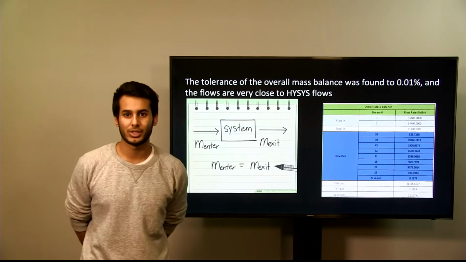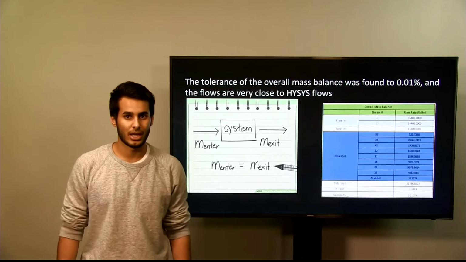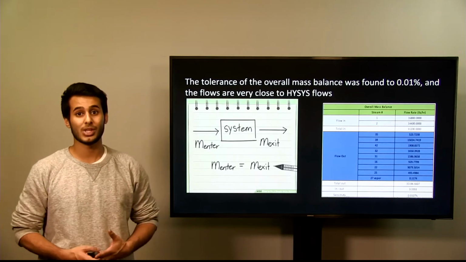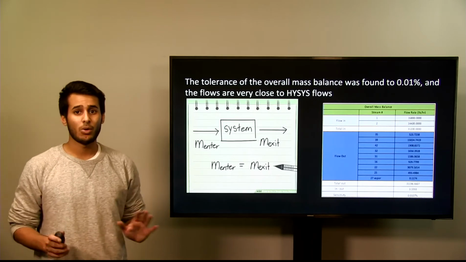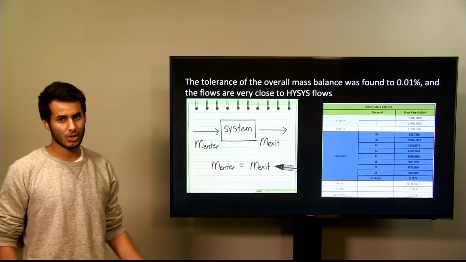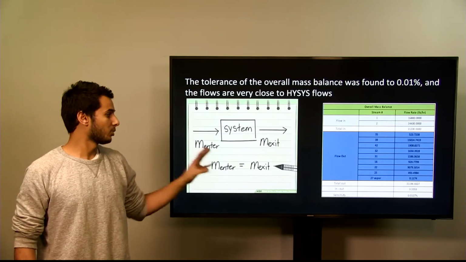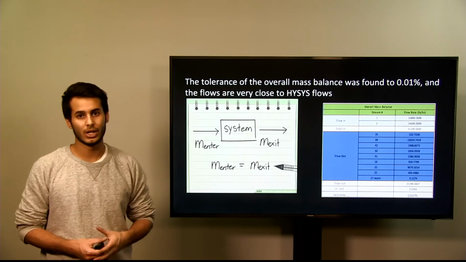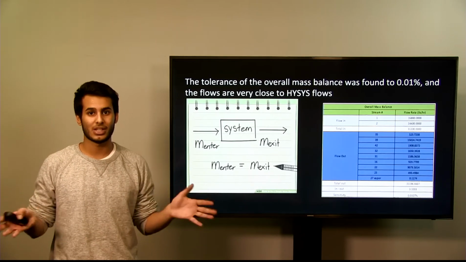Okay, so I will be talking about the mass balance for this process. We did a mass balance for this process, and the overall mass balance shows that we are losing about 3.4 pounds per hour. However, this is a very small percentage of our total feed, and when we did a tolerance analysis, it turned out to be 0.01%, which is within the acceptable range.